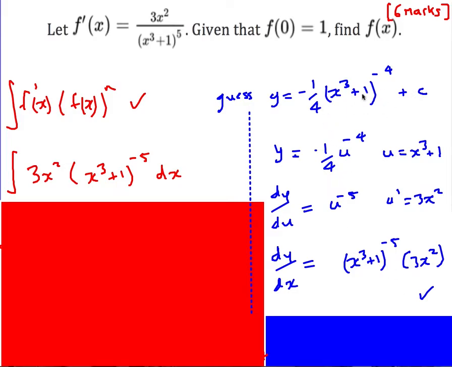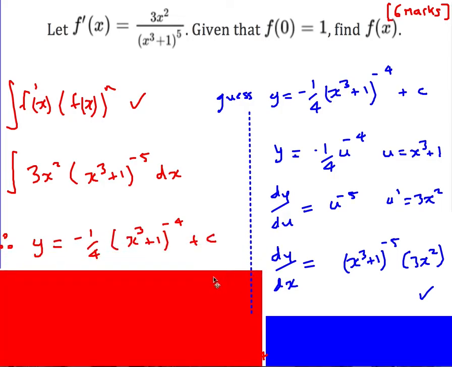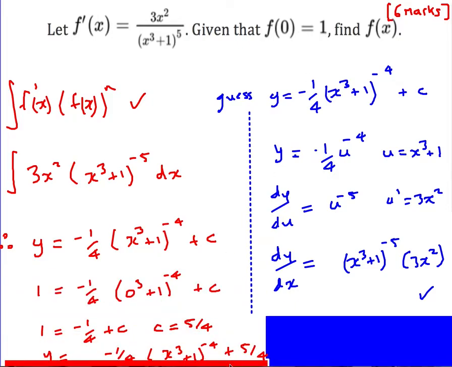My guess must have been correct because when I differentiated it, I got back to the function that I was expecting. So now I know that y equals minus 1 over 4 bracket x cubed plus 1 to the power minus 4, plus c. Now I use the boundary conditions. When x is 0, y is 1. Stick in your values. So x is 0, y is 1. Gives me this. I then solve it. I get c is 5 over 4. And therefore y is the whole thing plus 5 over 4.